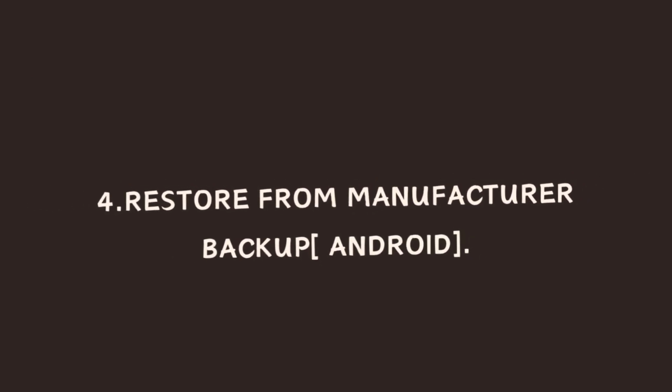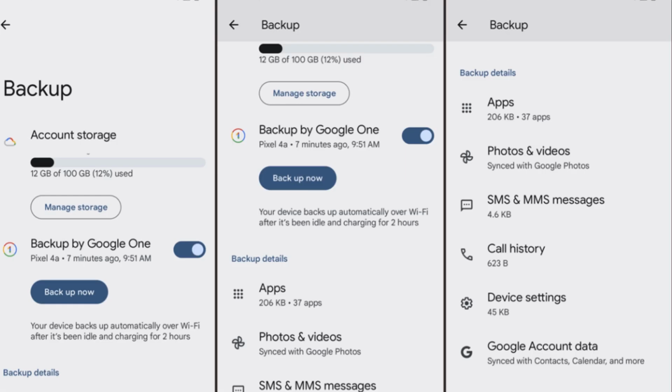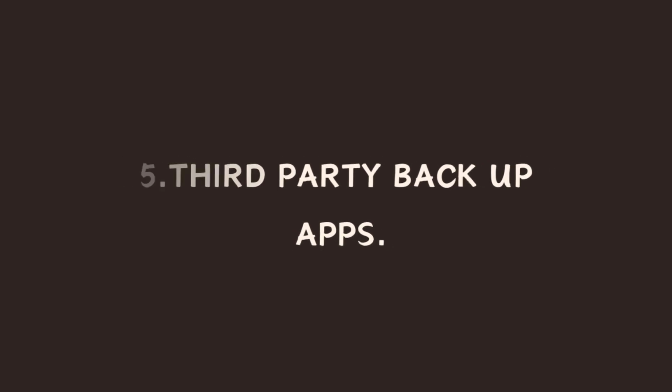4. Restore from manufacturer's backup, Android. Some Android phones have a built-in backup and restore feature. Check your device's settings for a backup, reset, or similar option, and see if you can restore your data from the manufacturer's backup. 5. Third-party backup apps.